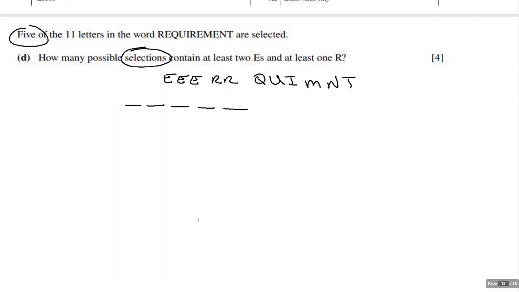Alexa, give me a way to meet their criteria. You could do 3 E's and 2 R's. All right, so if I do 3 E's, now, if this is what's happening, there's one way for this to happen. Does that make sense? All right, what's another way? You could do 2 E's and 2 R's.